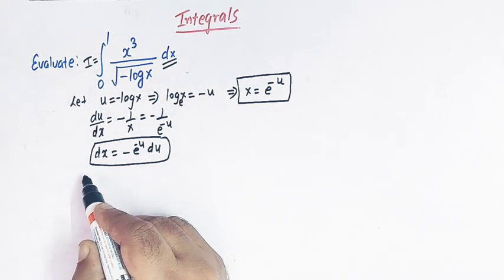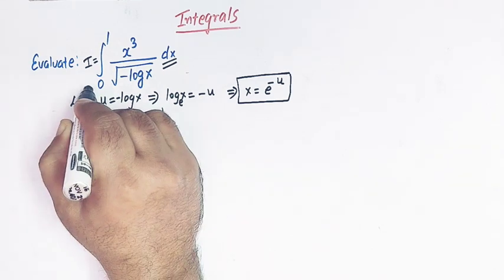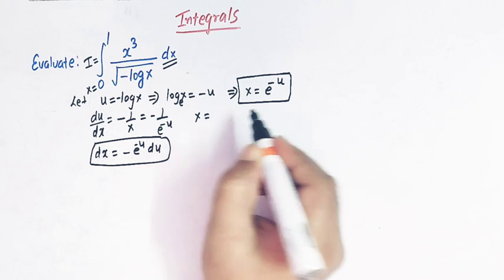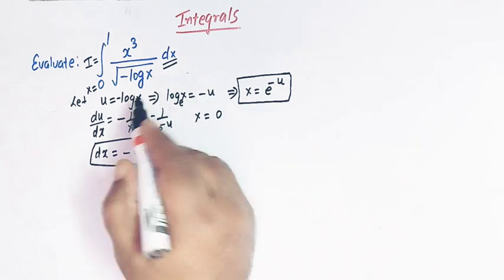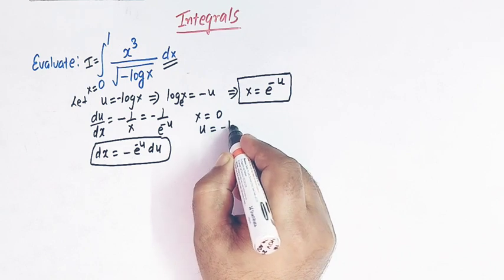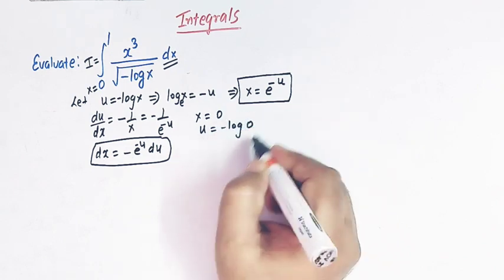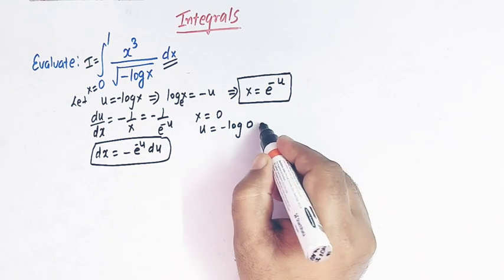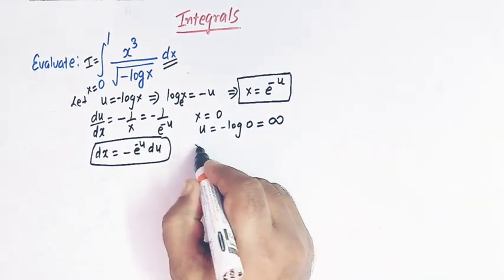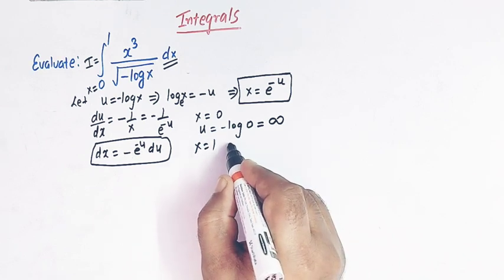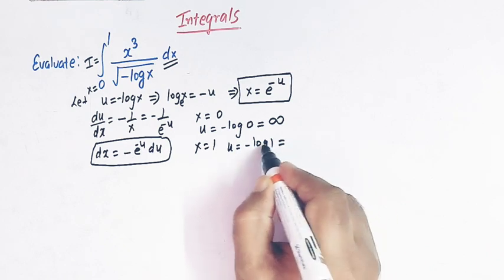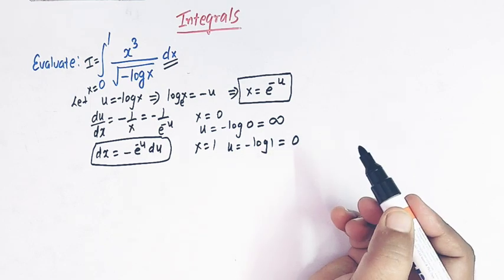Now let us change the limits accordingly. Here x varies from 0 to 1. When x is 0, then u is negative of log of 0, and we know that log of 0 is not defined, so this is infinite. And when x is equal to 1, we have u is equal to negative of log of 1, and log of 1 is 0, so we have 0.